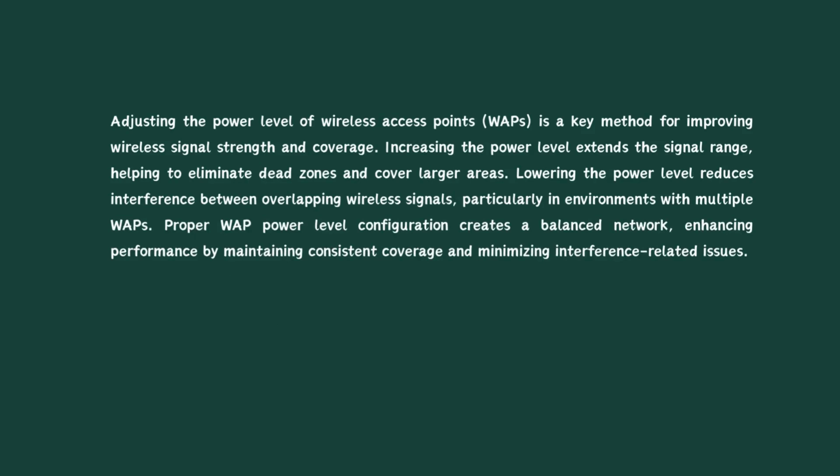Adjusting the power level of wireless access points is a key method for improving wireless signal strength and coverage. Increasing the power level extends the signal range, helping to eliminate dead zones and cover larger areas. Lowering the power level reduces interference between overlapping wireless signals, particularly in environments with multiple WAPs. Proper WAP power level configuration creates a balanced network, enhancing performance by maintaining consistent coverage and minimizing interference-related issues.